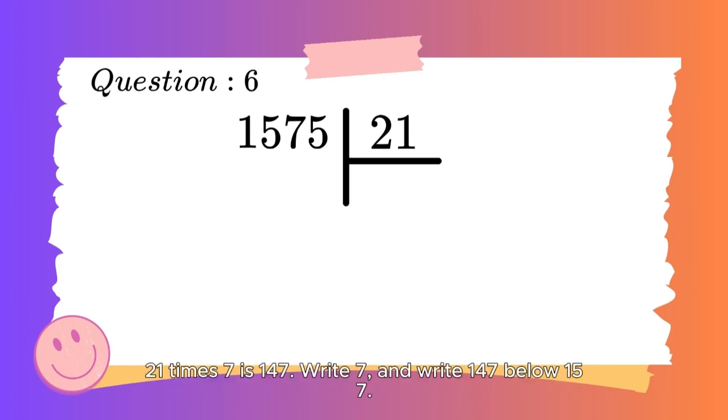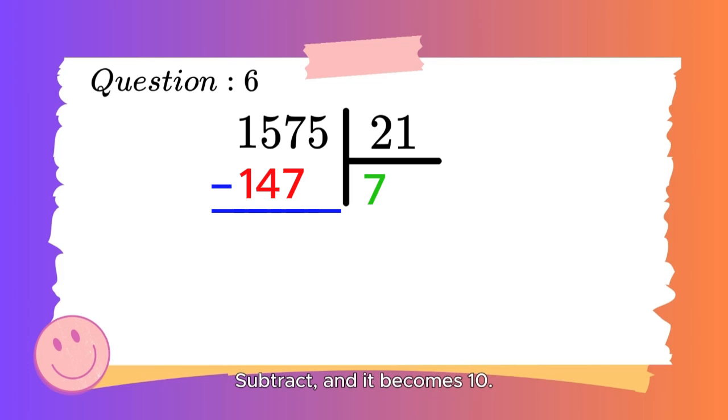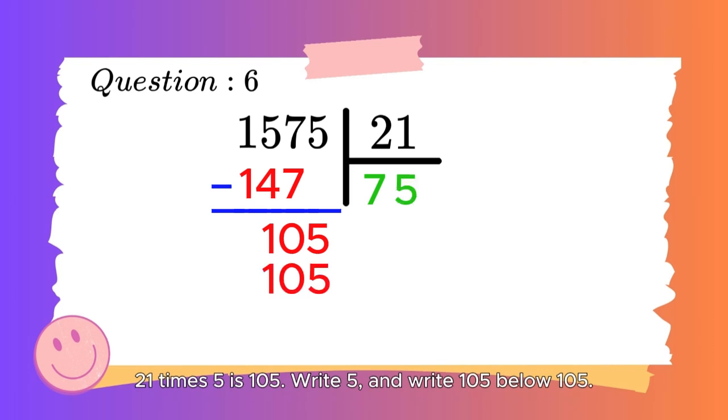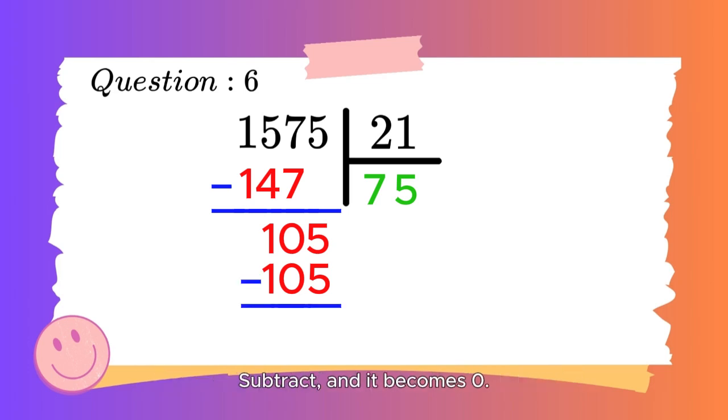21 times 7 is 147. Write 7 and write 147 below 157. Subtract, and it becomes 10. Now bring down 5 next to 10. Our number is 105. 21 times 5 is 105. Write 5 and write 105 below 105. Subtract, and it becomes 0. So 1575 divided by 21 is 75. That's it. We have come to the end of the video.